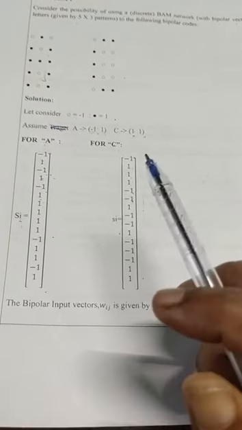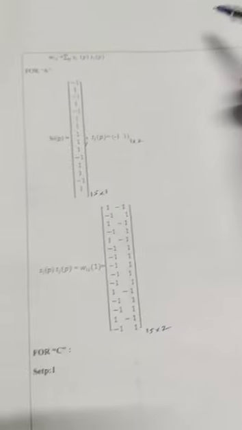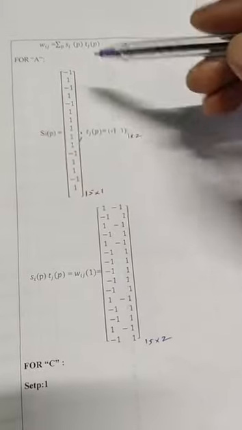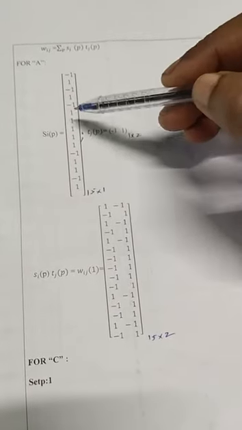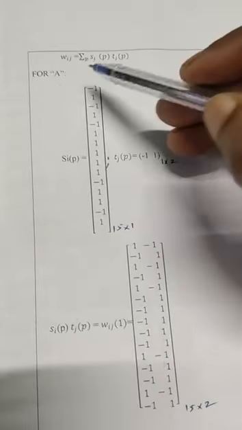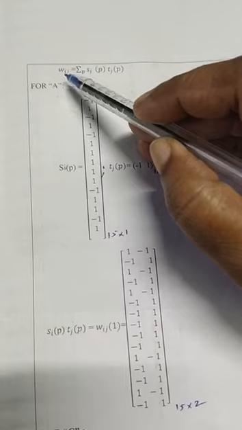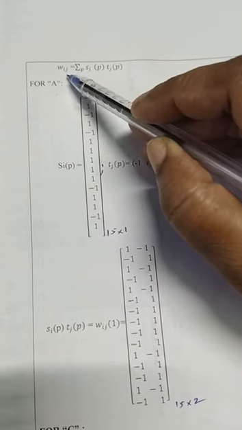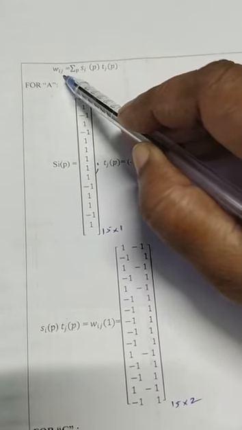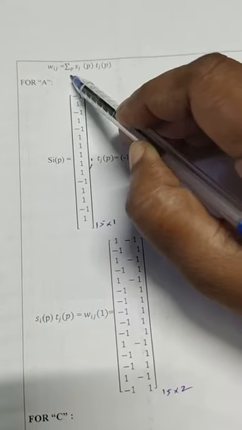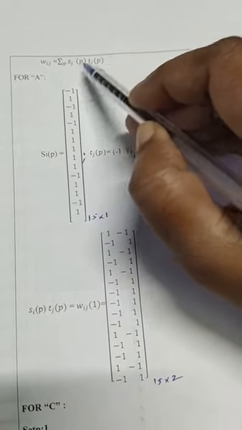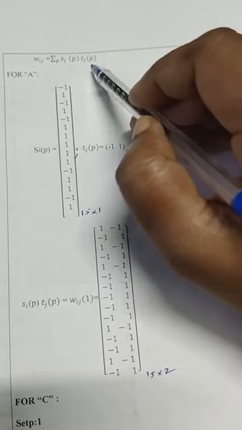Now we have 2 characters, and your BAM network is going to store these 2 patterns in its architecture. How is it going to store the 2 characters? For that, first we have to find out the weight matrix required to store the 2 patterns. We have already seen that if your applied input vectors are bipolar in nature, you have to use the formula for finding the weight matrix: Wij is equal to summation over all values of P, Si of P, Tj of P. This is the formula you have to use.